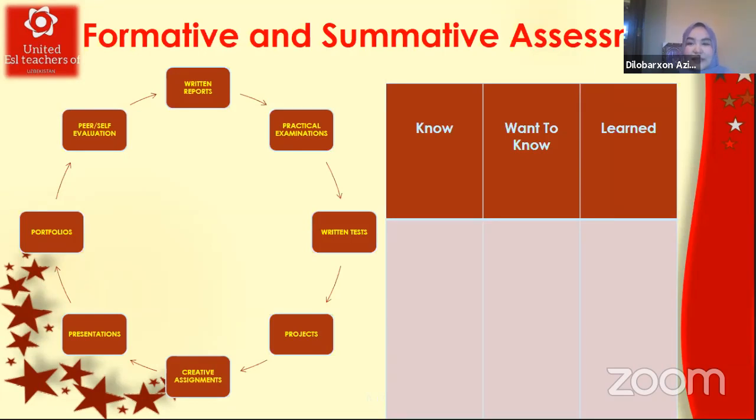And summative assessments, here you can see that I have provided some forms or samples for summative assessments. Written reports, practical examinations, written tests, projects, creative assignments, presentations, portfolios, peer and self-evaluation can be applied in your classroom as a way of summative assessment.